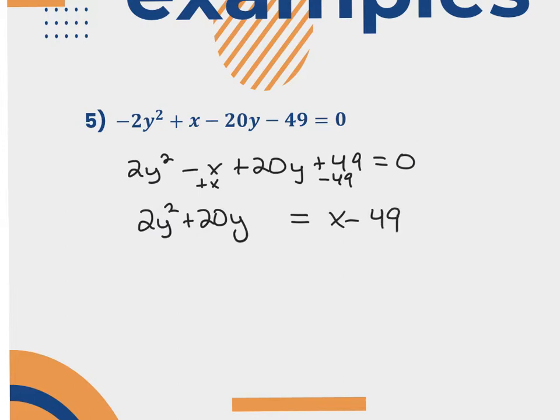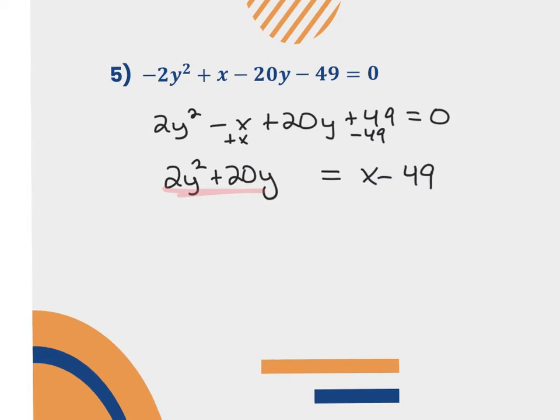Next, when I'm completing the square, I need to first make sure that the number in front of my y squared is a 1. So I'm going to divide by a 2. So I'm left with y squared plus 10y. Leave a blank space. And then write the x minus 49. Next, what I need to do is take the b term here, the 10, divide it by 2 and square it.